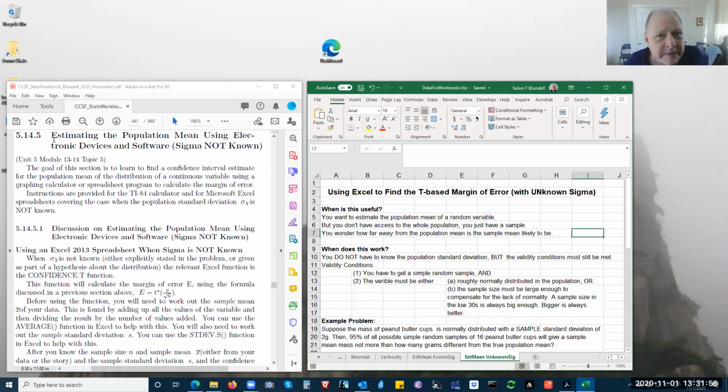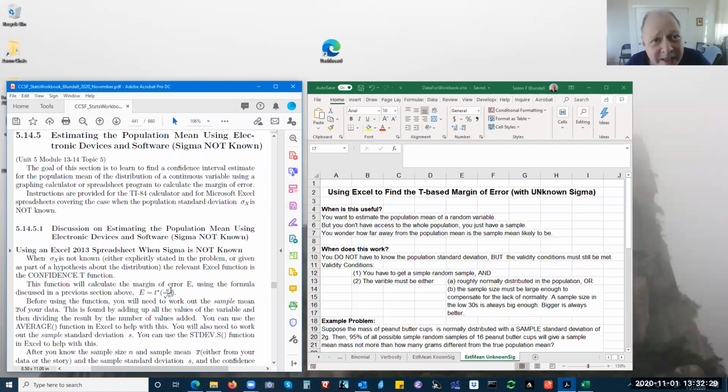So this presentation is about estimating the population mean using Excel when we do not know the population standard deviation. This is more realistic than the one in the previous section where we pretended that we did know the population standard deviation. This time we're just going to have access to a small sample, and we'll find the sample standard deviation S, and the sample mean, X bar, just from a little simple random sample of the population.